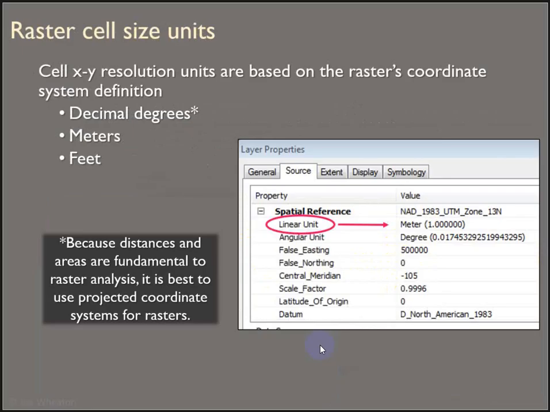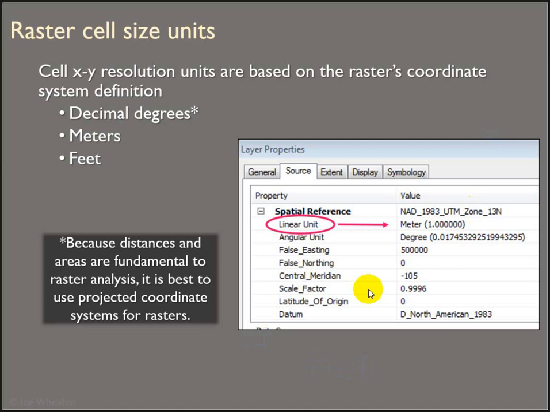Okay, raster cell size units. The resolution is the size of a cell, it's the length of a cell, and the units for resolution come from the coordinate system. It can be in degrees, which would be a geographic coordinate system, like latitude and longitude, or it could be in meters and feet. These are planar Cartesian units of measure. When you're working with rasters, it's really important to work with a projected coordinate system. You want your rasters to be projected.